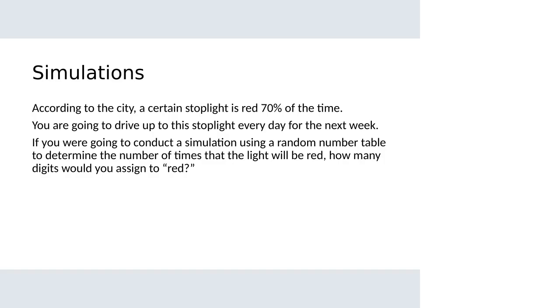According to the city, a certain stoplight is red 70% of the time. You're going to drive up to the stoplight every day for the next week. If you were going to do a simulation with a random number table to determine the number of times the light will be red, how many digits would you assign to red? So this isn't about performing the simulation. This is about setting it up. And our question here is, how many digits would you assign to red? Keeping in mind that our random number table has these digits on it.